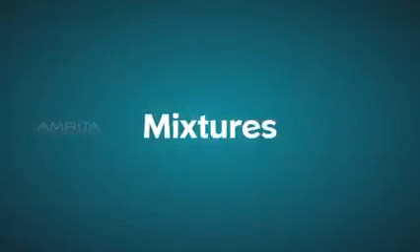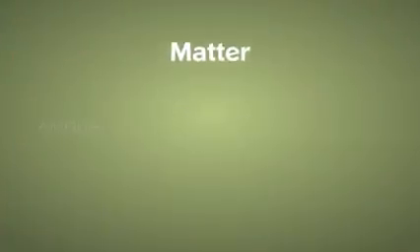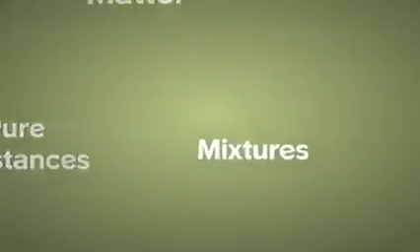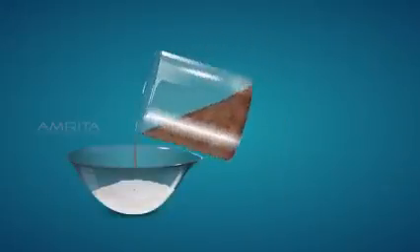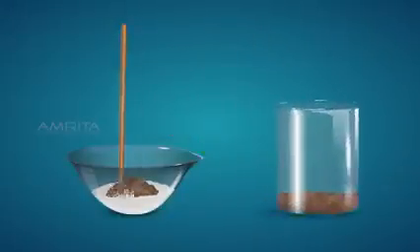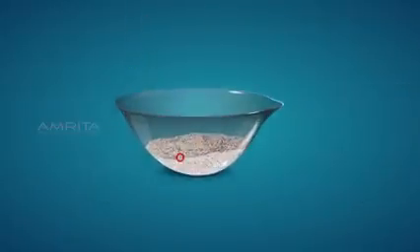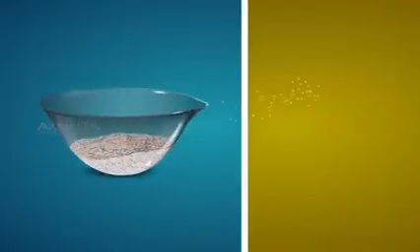Mixtures. Matter present in our surrounding can be classified as pure substances and mixtures. A mixture is a combination of two or more substances which are not chemically the same and do not chemically react together. A mixture has the same properties as that of its component elements and can be separated by physical means.